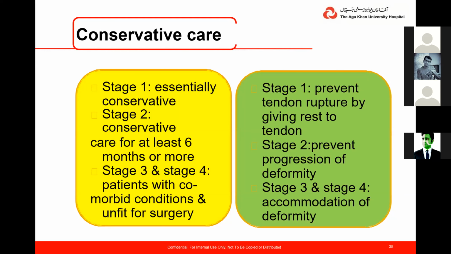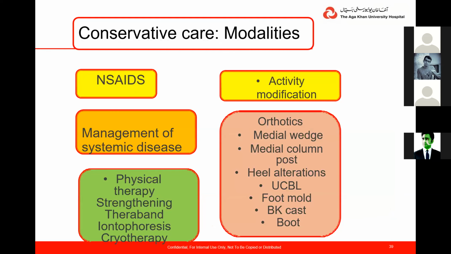Next. So there are various conservative modalities available, like NSAIDs, management of, for example, rheumatoid arthritis, if there is, so you can control the systemic disease, physical therapy, cryotherapy, activity modifications, orthotics, medial wedge, medial column, UCBL, boot, heel alterations. Various modalities are available.